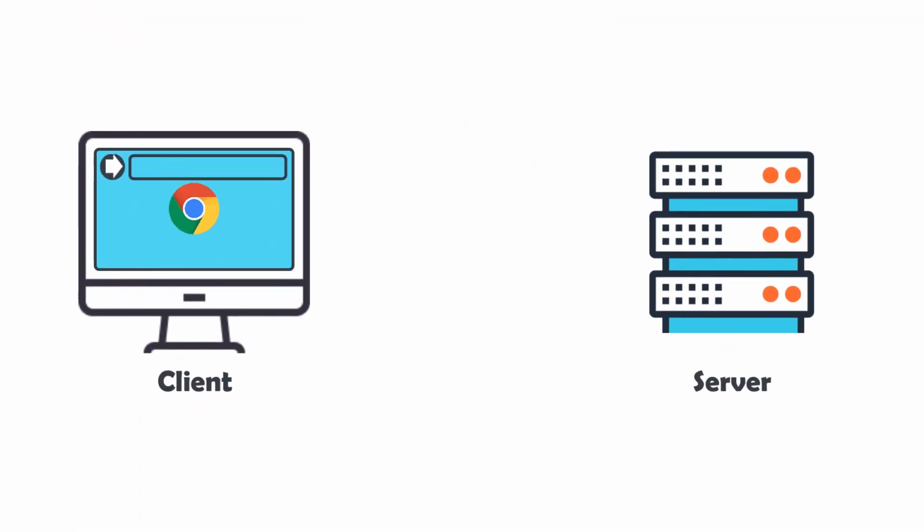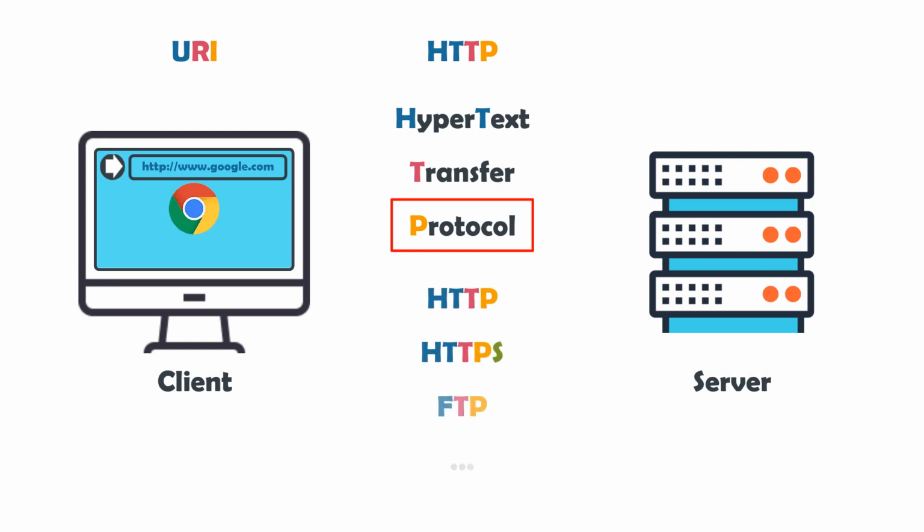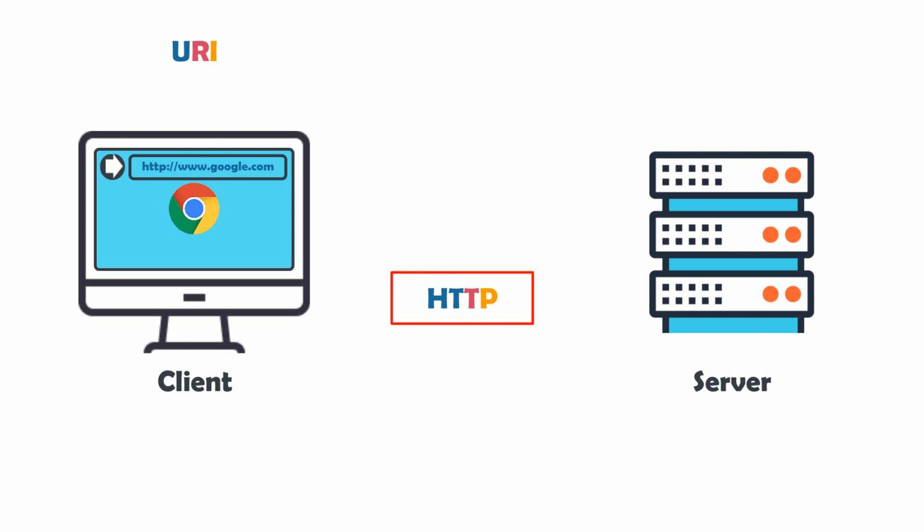Let's come back to our example. I want to go to the Google homepage. I enter the URI in the browser. The URI consists of different parts. The first part is HTTP. This stands for Hypertext Transfer Protocol. What does that mean exactly? We will understand it in a moment. The main thing is to understand that it is a protocol. There are different protocols that can be used here, such as HTTP, HTTPS, FTP, etc. Let's focus on HTTP. This protocol regulates how the page is transmitted from the server to the client.